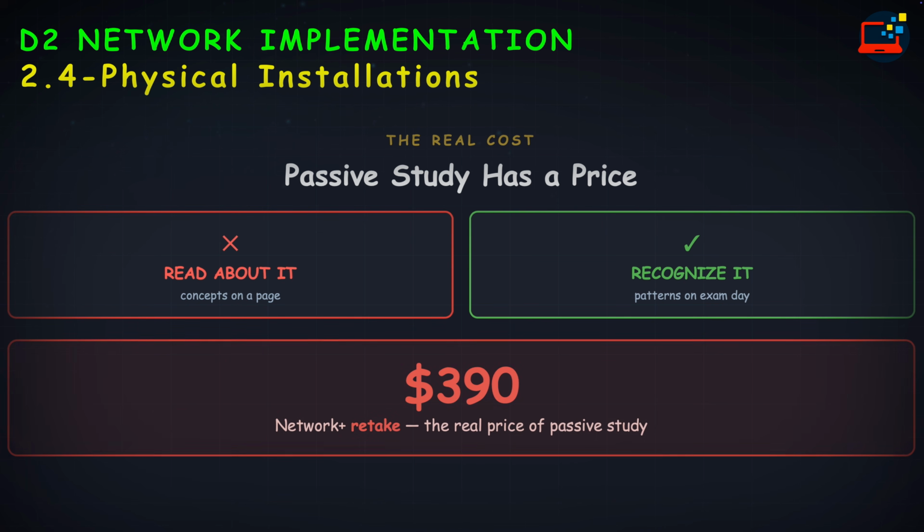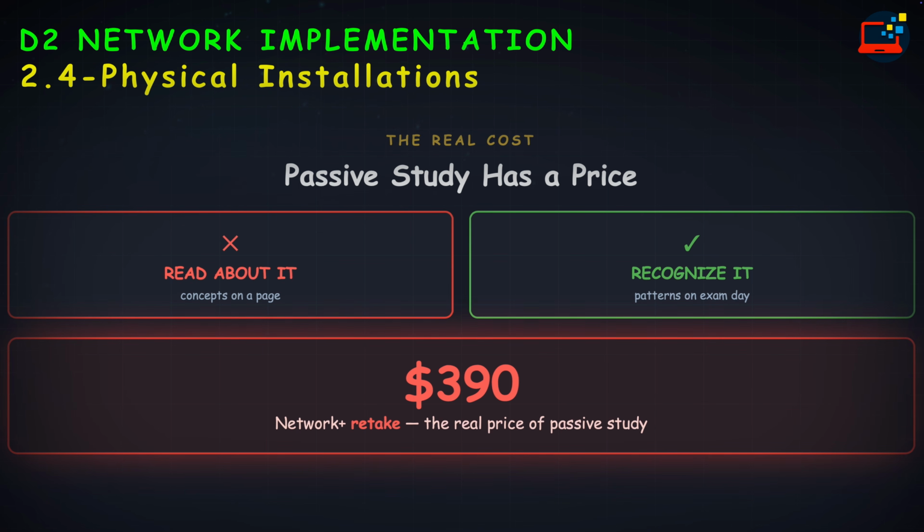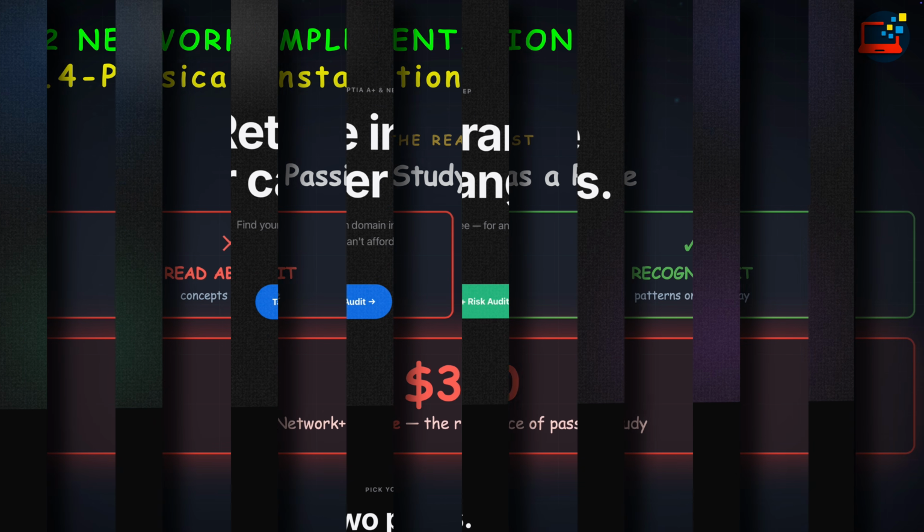Most students who fail the Network Plus do not fail because the material is hard. They fail because they treated routing protocols and spanning tree as concepts to read about, not patterns to recognize on exam day. The Network Plus retake costs $390. That's the real price of passive study.